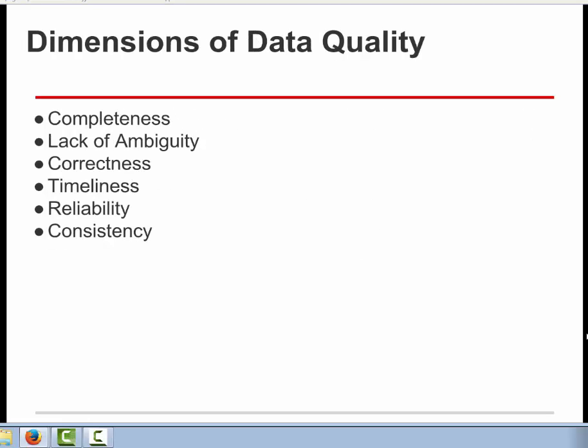Data quality is an important aspect of database development. You want good data so you can make good decisions. And here are some dimensions of data quality that are considered. Things like completeness, lack of ambiguity, correctness, timeliness, reliability, and consistency. All of these dimensions of data quality are especially important to ensure that the data that we store in our database actually is useful and meaningful and valid for a given organization.